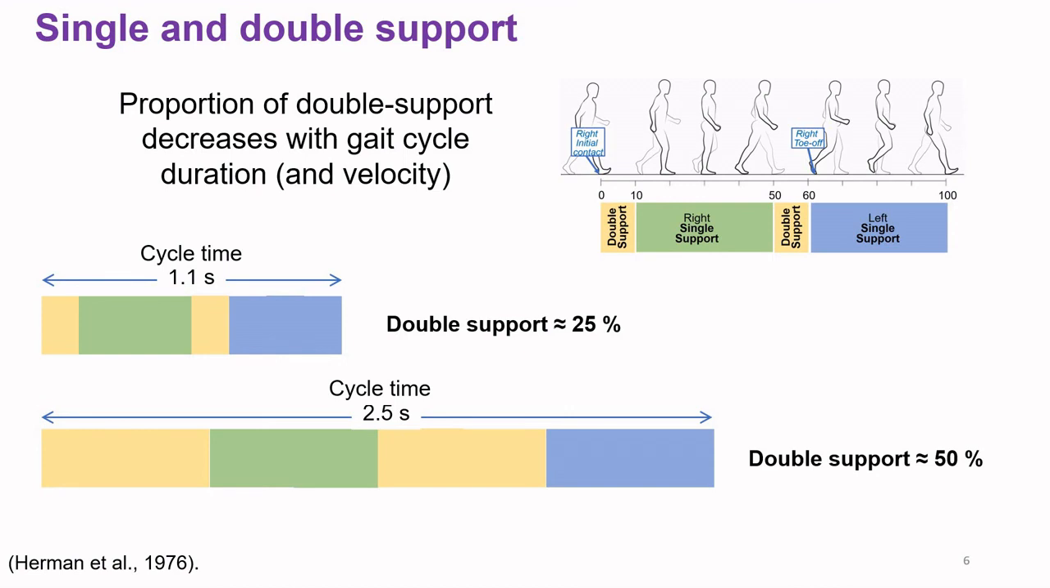Here we see a gait cycle that's completed in 2.5 seconds. This is a very long gait cycle time that would be associated with a person walking very slowly. Here we see that the double support time has increased dramatically.